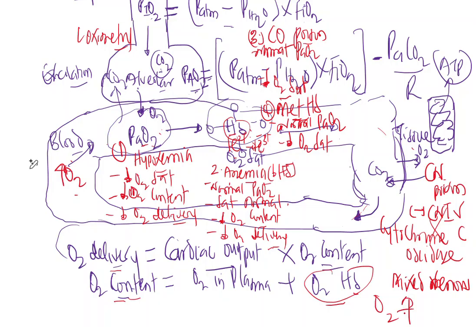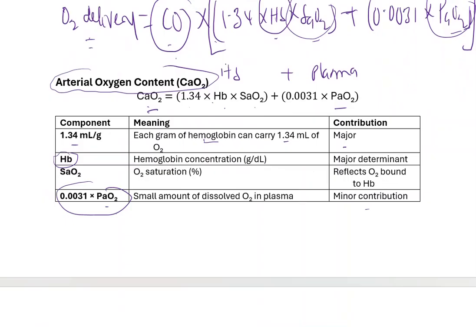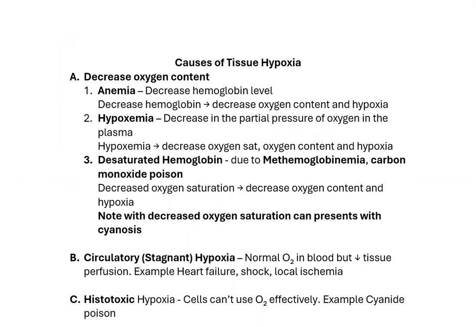Other things will also affect the mitochondria. Say somebody is drinking a lot of alcohol, so that will also cause what? Mitochondrial dysfunction. So let's go through the notes. What are the causes of tissue hypoxia? We spoke about them already.